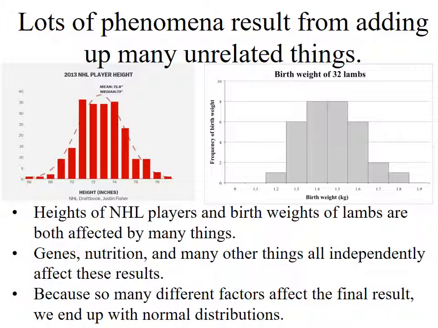The reason why the central limit theorem causes the normal distribution to pop up so often is because so many different independent factors go into these things and are ultimately added up in one way or another to get these results. The height of a hockey player comes from genes, nutrition, experiences in childhood, I don't know, all sorts of different things. Because so many different factors affect the final result, we end up with normal distributions again and again and again and again.